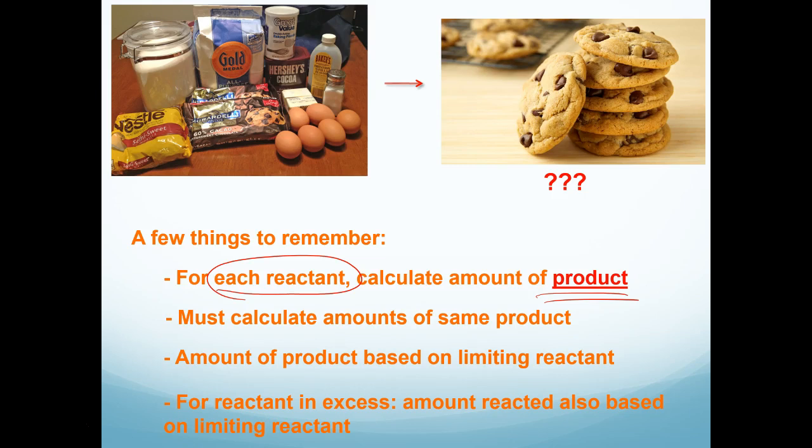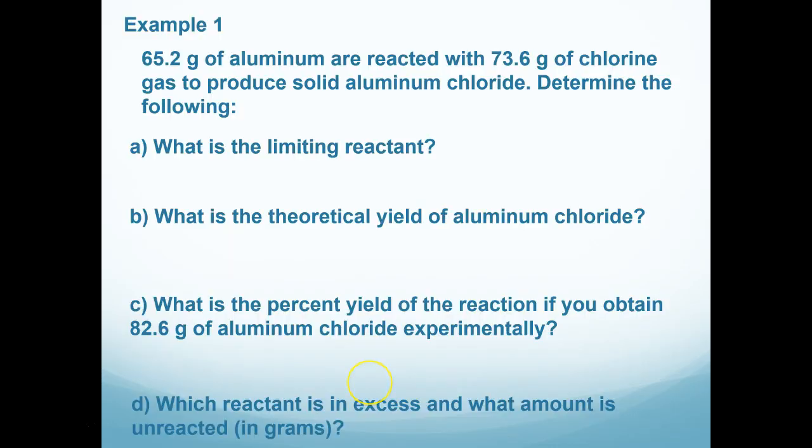For a reactant in excess, so whatever is limiting, your other reactant or reactants are going to be in excess. The amount of reacted substance that's in excess is also going to be based on the limiting reactant. So if I am limited by the number of chocolate chips to make my cookies, it tells me how many eggs I'm using, how much vanilla I'm using. It tells me how much of every other ingredient I'm using to make that limited amount of cookies.